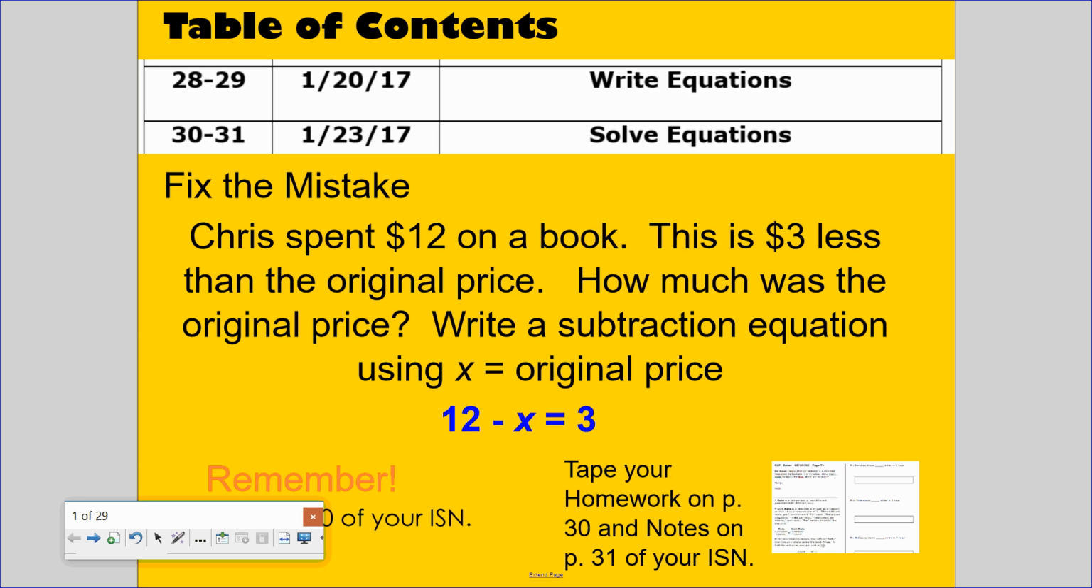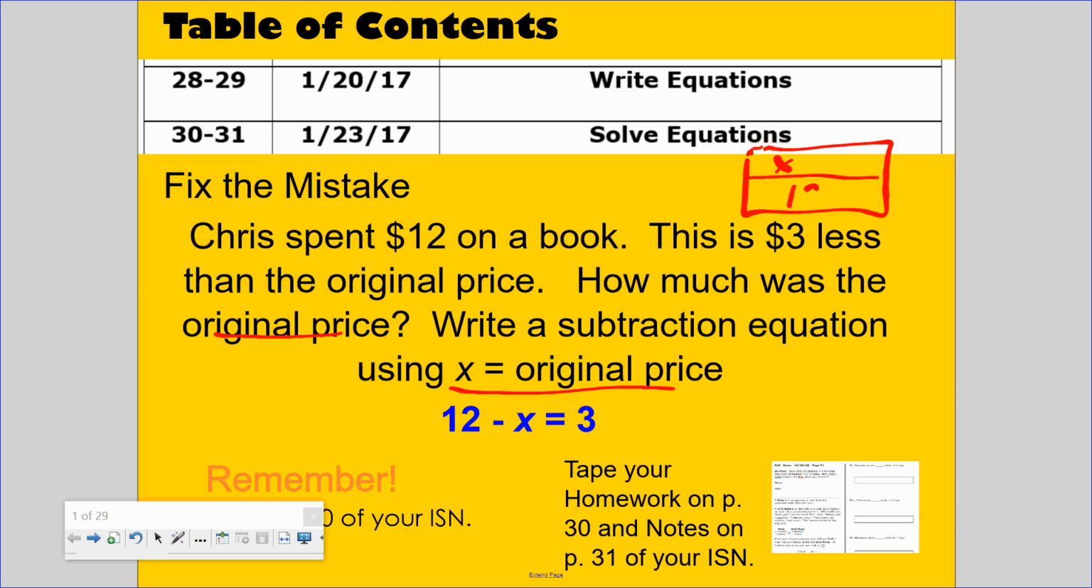Chris spends $12 on a book. This is $3 less than the original price. How much was the original price? We don't know the original price. Write a subtraction equation using x equals original price. So we're going to use the letter x. So we know the original price, x.